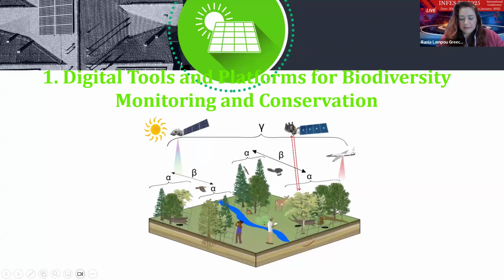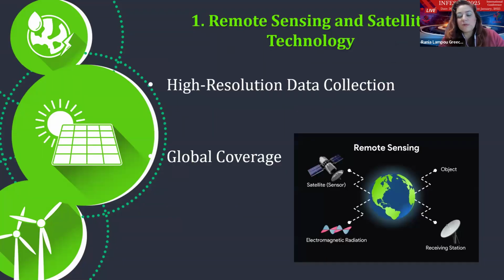So first, the digital platforms are revolutionizing biodiversity monitoring in remote or endangered ecosystems by providing new ways to collect, analyze, and share ecological data more effectively and efficiently. So how is this happening? First, we have remote sensing and satellite technology, so high-resolution data collection.